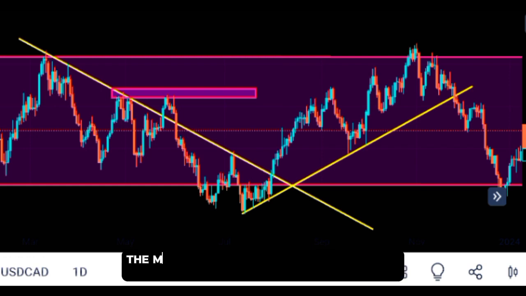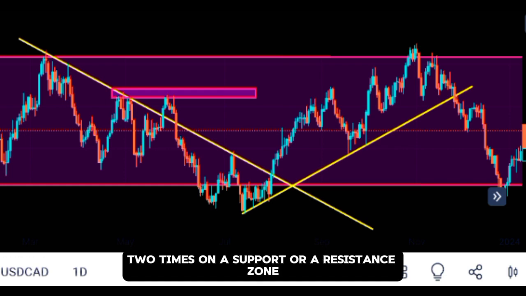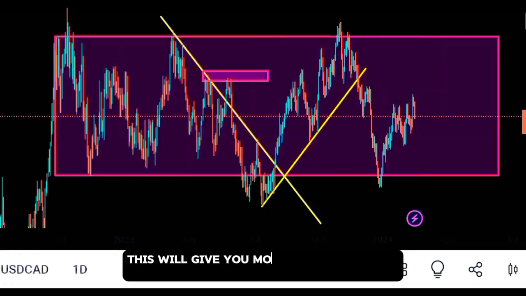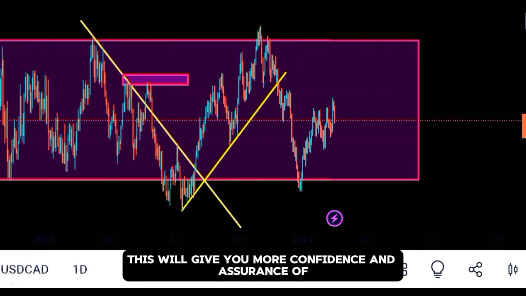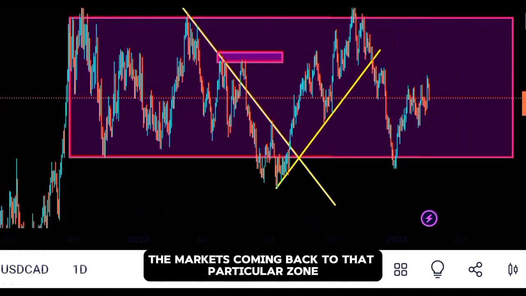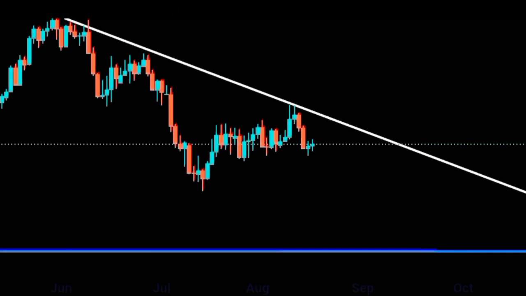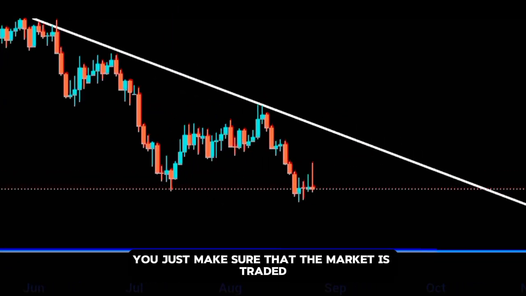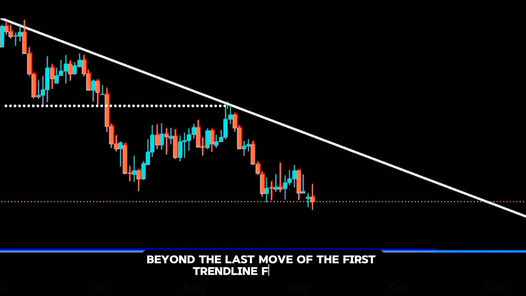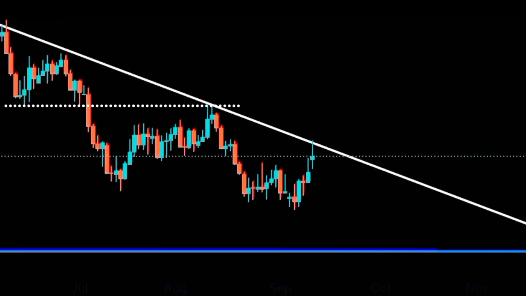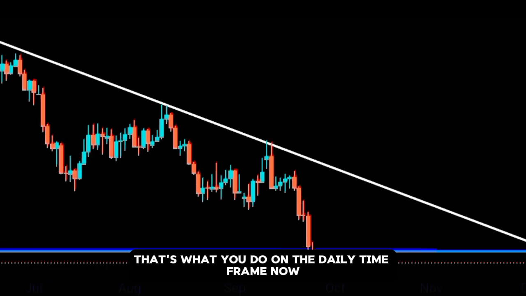This means that the market must have done a very good movement for at least 2 times on a support or a resistance zone. This will give you more confidence and assurance of the market coming back to that particular zone. If you are drawing a trend line, you just make sure that the market has traded beyond the last move of the first trend line formation. That's what you do on the daily time frame.